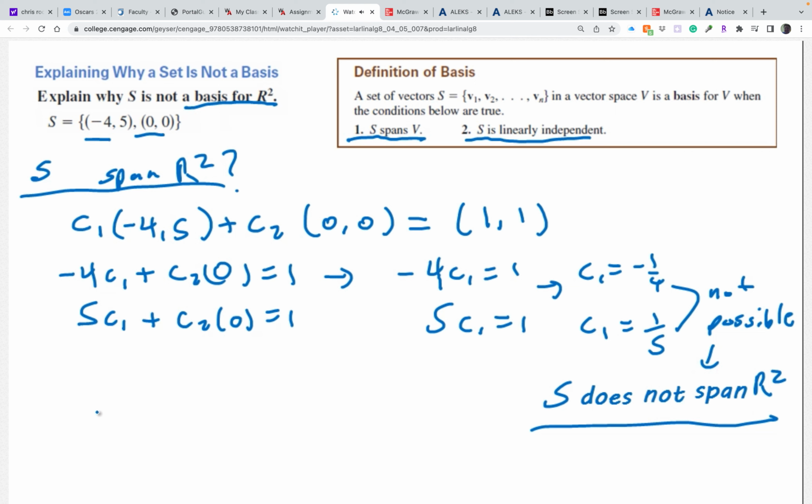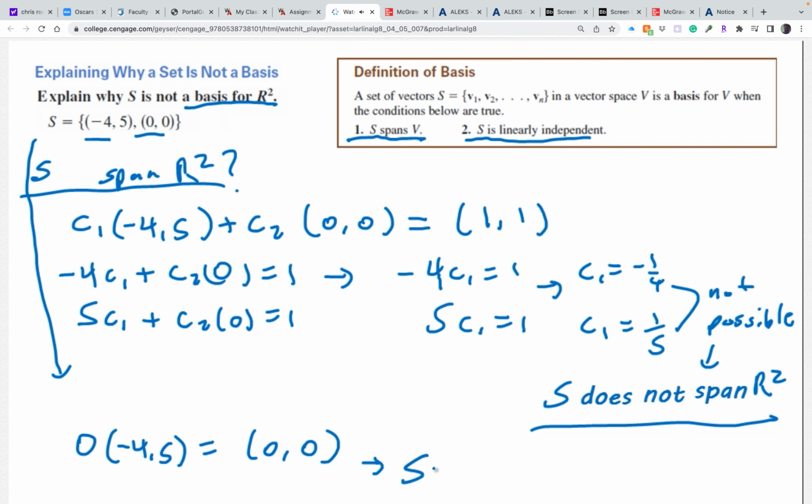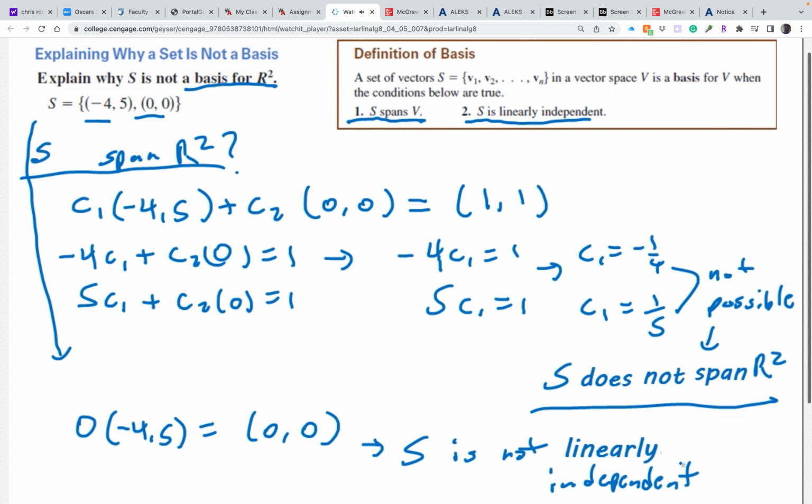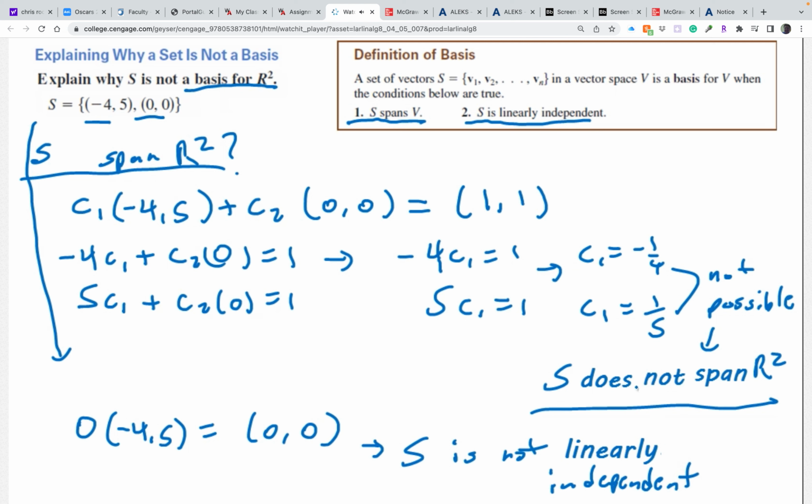But also, if we look at the vector -4, 5, if we take 0 times -4, 5, we get the other vector 0, 0. So that means that the second vector is just a multiple of the first, which means that S is not linearly independent because the second vector is dependent on the first vector. So here we see that S is not going to be a basis for R2 because S does not span R2 and S is not linearly independent.